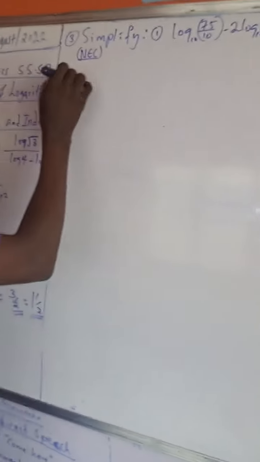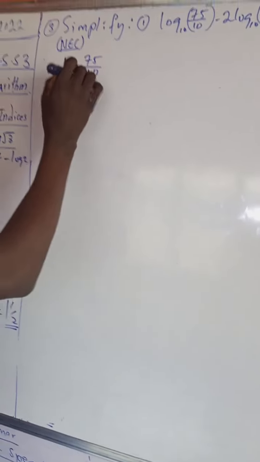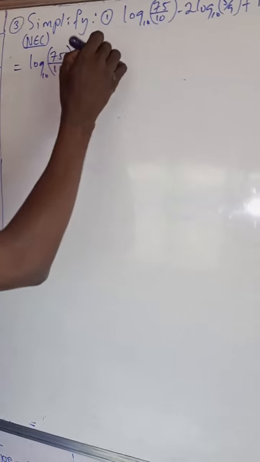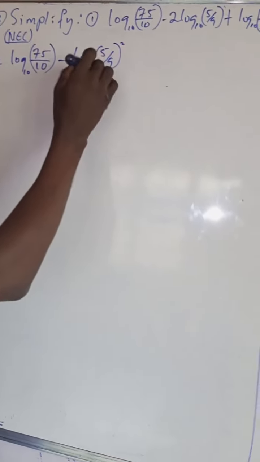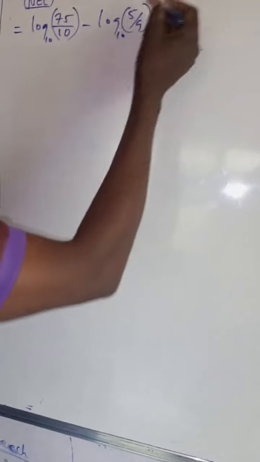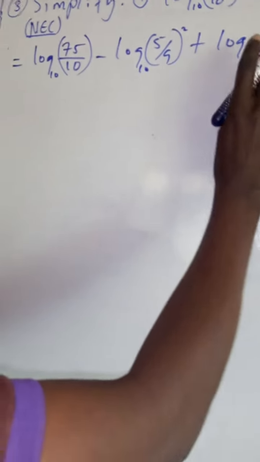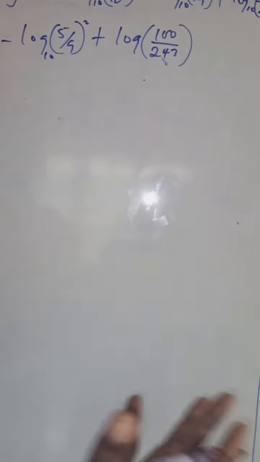So I'll now say it is equal to log 75 over 10, minus log 5 over 9, all squared. That is the work of these two. So plus log 100 all over 243. So like this, we have done well. So let's go, let's apply it.